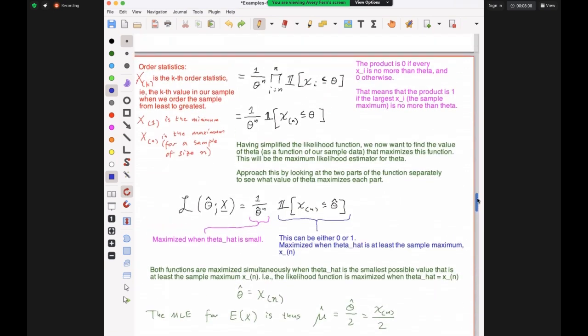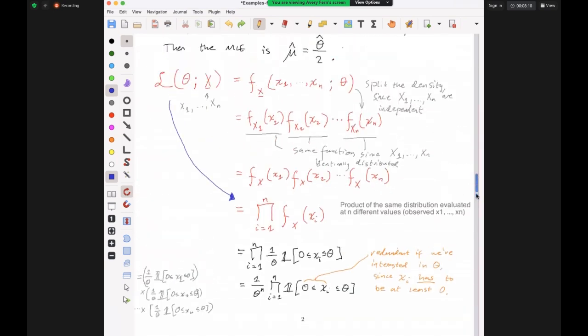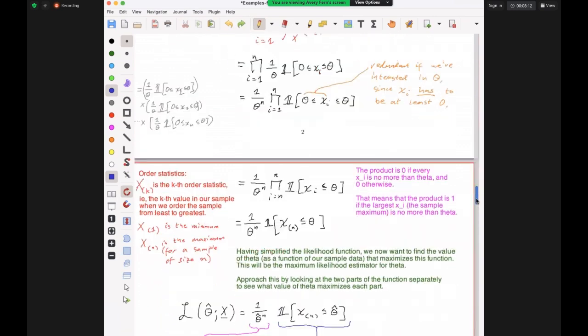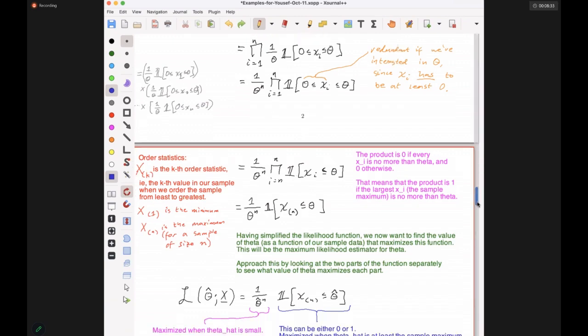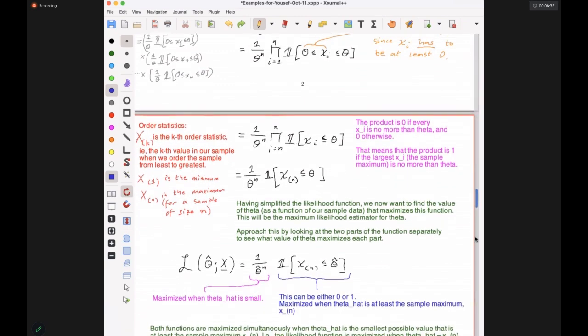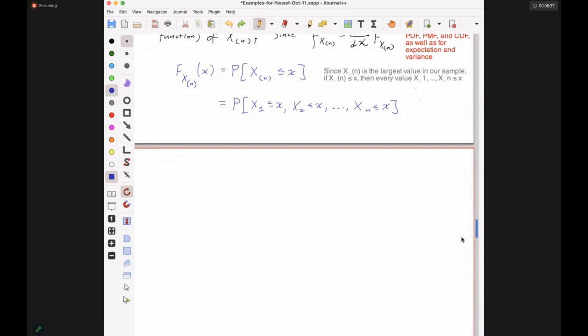And this is reminiscent of how we got x parentheses n in the first place, is that we said that if the product here is equal to 1, that means that every xi has to be less than or equal to theta, and that means that x parentheses n has to be less than or equal to theta. So this is sort of like going in reverse for this one. And so we get this.